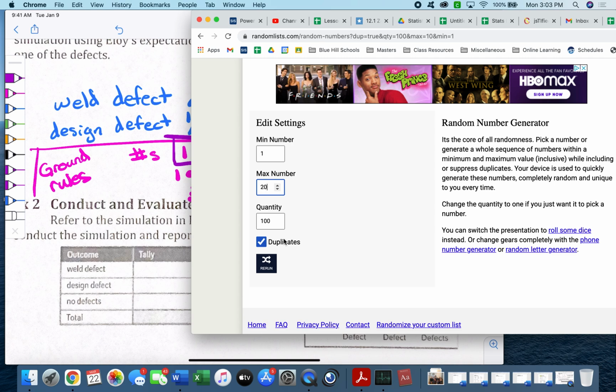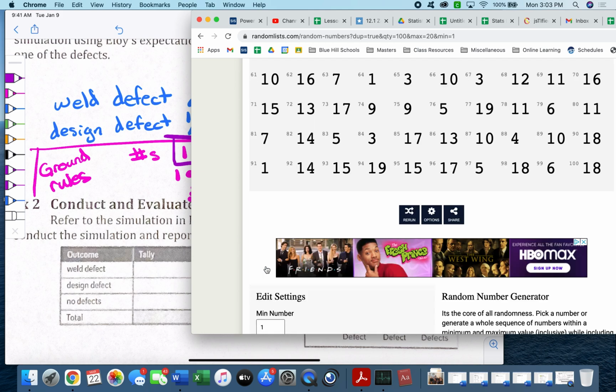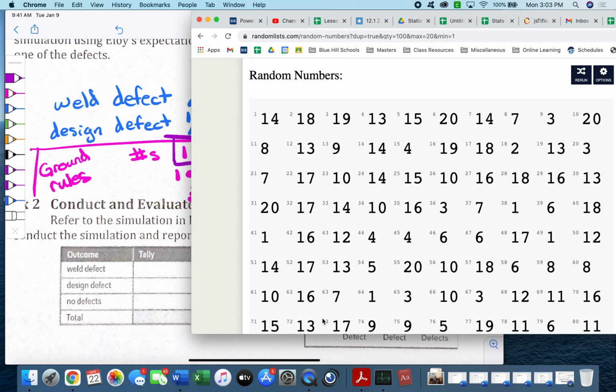It's not going to give me like a 2 happened 4 times, a 7 happened 3 times. It's not going to give me that, okay? So you want to make sure that duplicates is always clicked on. And we're going to run it. Here we go. I hit rerun and I go up to the top, okay?